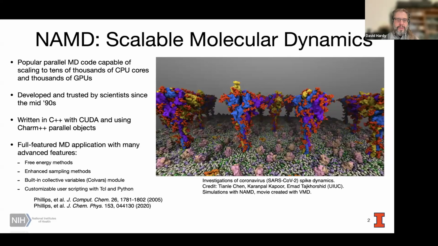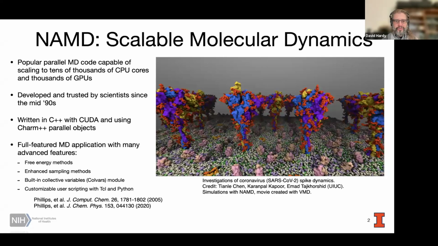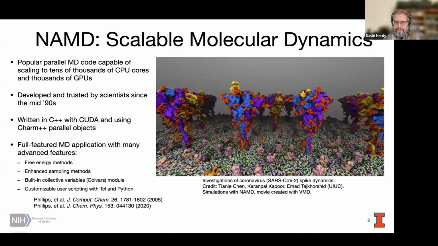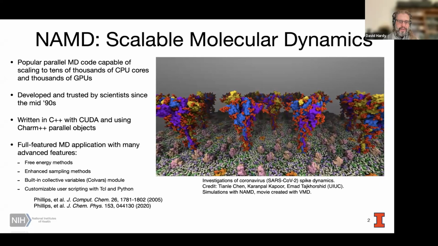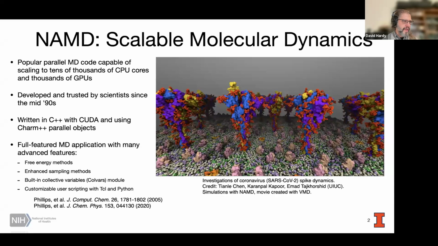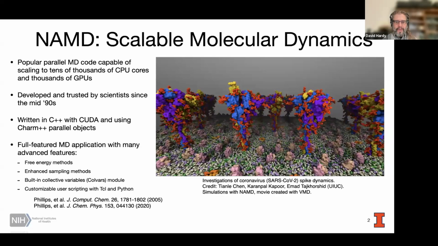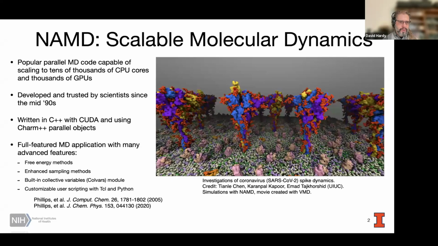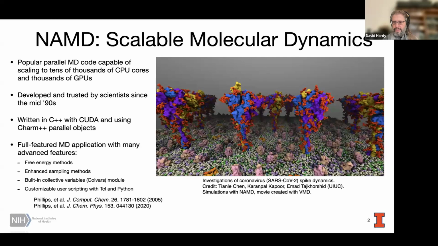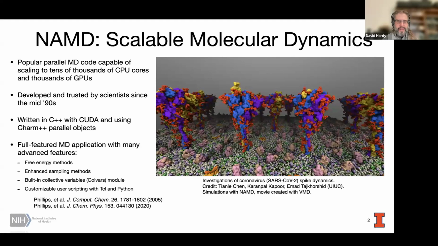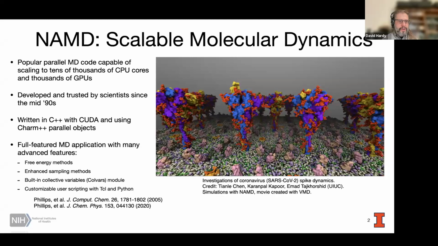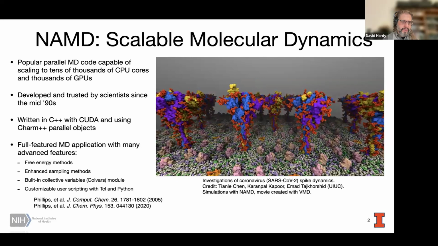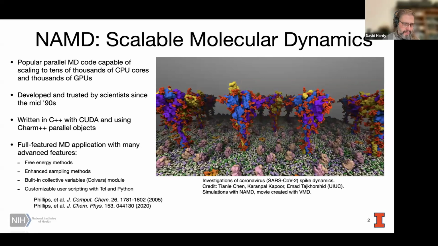It uses Charm++ parallel objects to do its multi-node parallelism. And Charm++ is also developed here at the University of Illinois. Really, these two pieces of software grew up together. NAMD became the big production application that was using the parallel frameworks being developed in Charm++. And so the two have a very synergistic relationship that dates back to the late 90s.